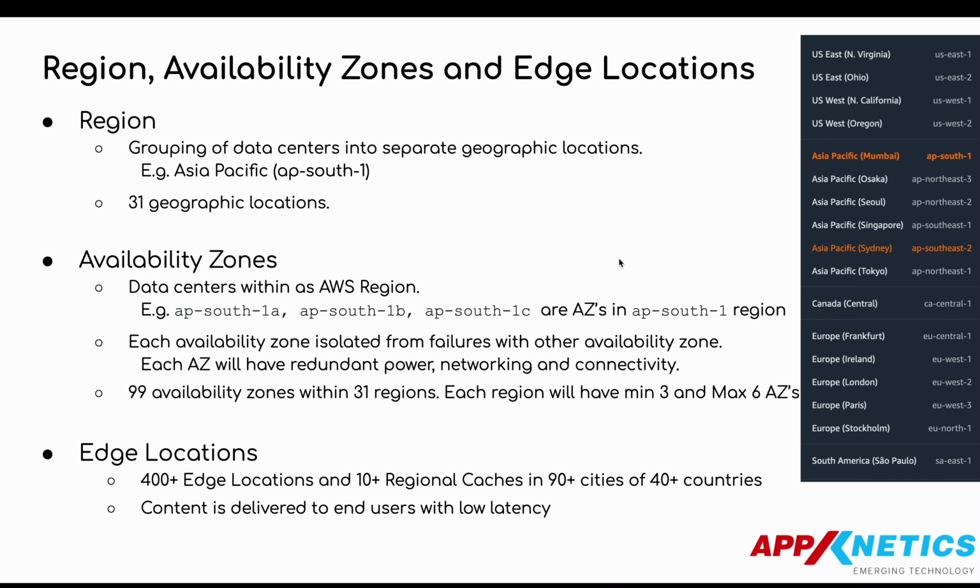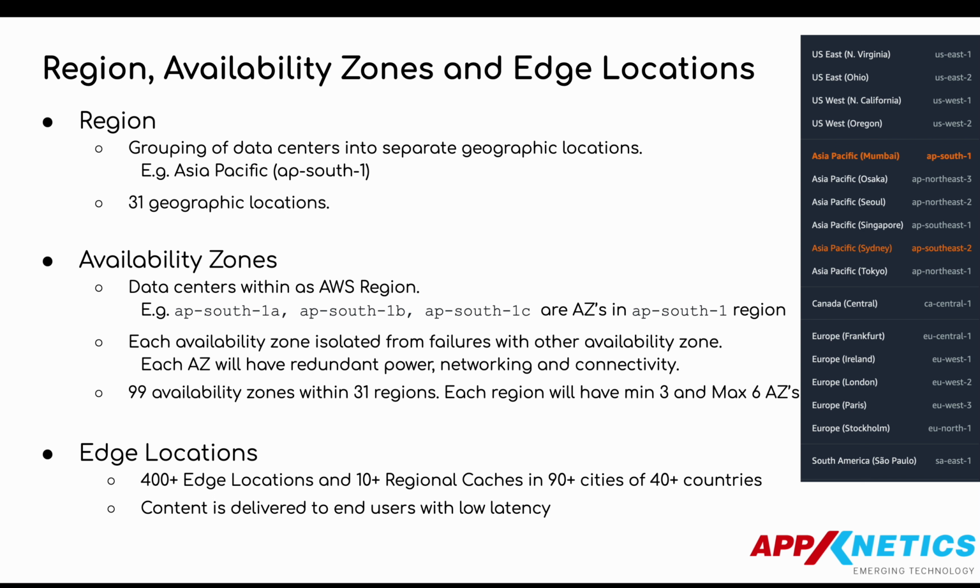What is an availability zone? An availability zone is nothing but the data centers within the AWS regions. For example, AP South 1A, AP South 1B, AP South 1C are the availability zones in the AP South 1 region. Each region will have a minimum of 3 and a maximum of 6 availability zones. Each availability zone is isolated from the failures of other availability zones. Each availability zone will have redundant power, networking, and connectivity to make sure of the availability of our data.